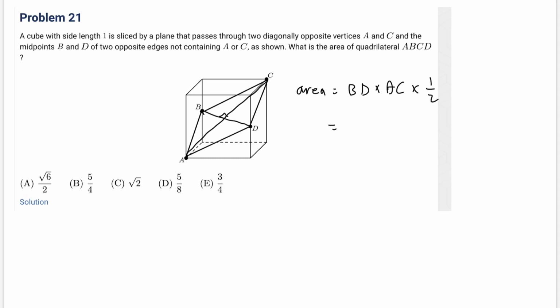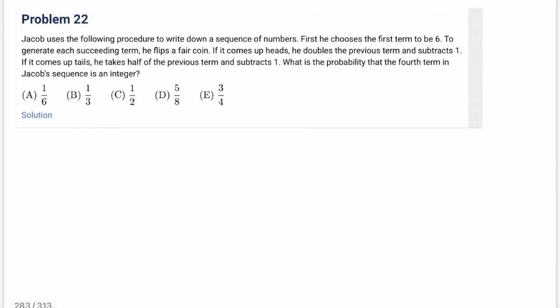So since this is a cube with side length 1, this has 1 and 1, so this would be 1 and 1, right? Which means that BD would be root 2 and AC would be root 3, since this is root 2 and this is root 1, so this would be root 3. So BD times AC times 1/2 is root 2 times root 3 times 1 over 2, which is root 6 over 2. The answer is A.